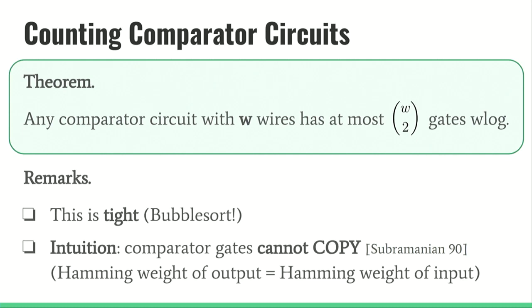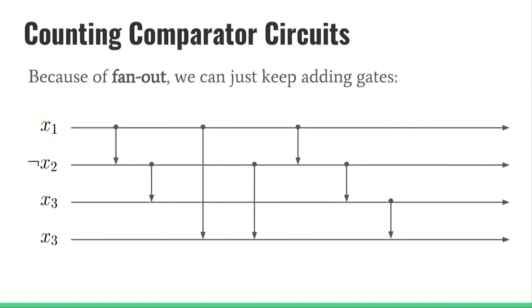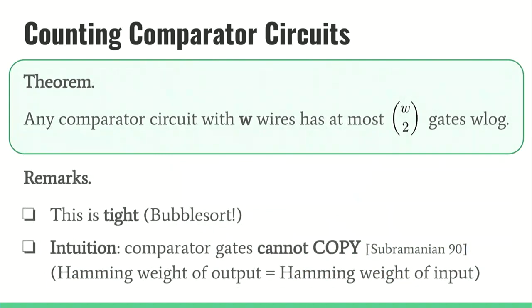So the main theorem that we prove along the way is that any comparator circuit with W wires actually has at most W squared gates. In fact, W choose 2 gates without loss of generality. So you can't just keep repeating gates forever. Eventually, if the circuit is minimal, some of those gates are going to be useless, and I can throw them out. It turns out this is tight due to the bubble sort algorithm, basically.